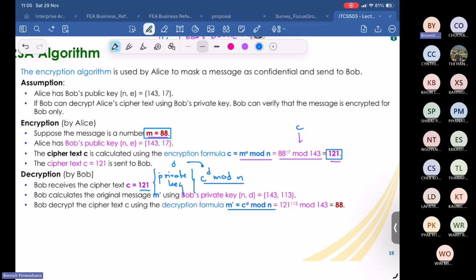And once you perform this formula, this becomes 121 to the power of 113. What do you think? This is a very large number. And the final outcome is here, 88, which matches the original. Okay, are there any questions so far? The method is very simple.